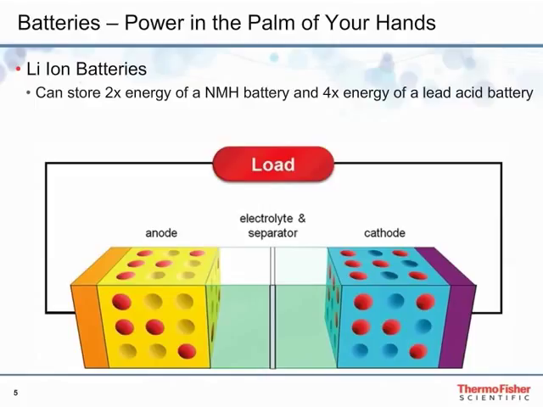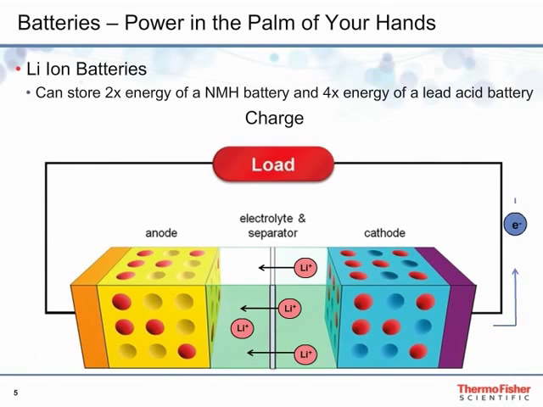When the battery is being charged, lithium ions flow from the cathode through the electrolyte and are reduced back to lithium metal at the anode. At the same time, electrons flow from the cathode to the anode. However, the path of least resistance for the electrons is via the external circuit instead of through the electrolyte.